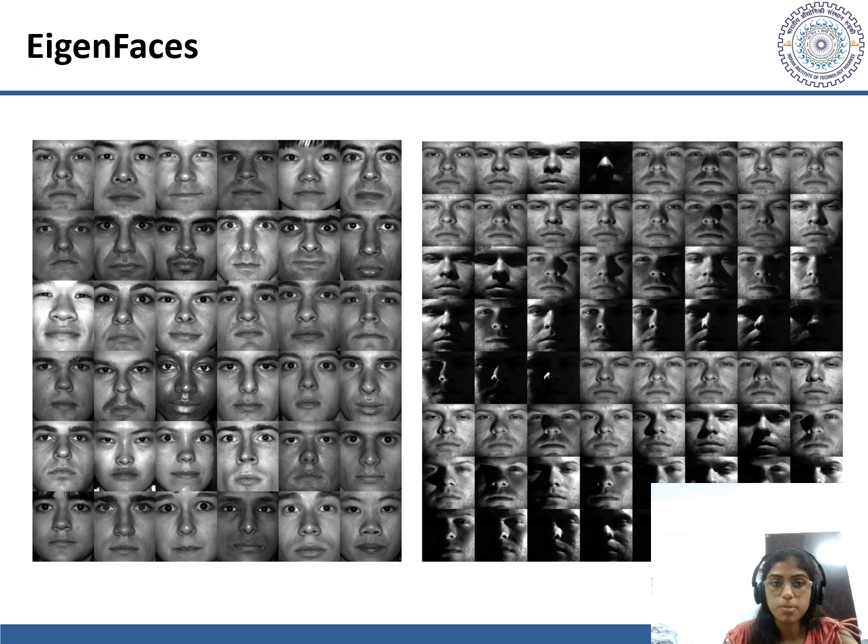Now we come to the most important part of this video. This is the applications. This is where applications of PCA play the widest role. Eigenfaces. Eigenfaces is based on the principle of PCA or SVD, anything. That is the same thing.